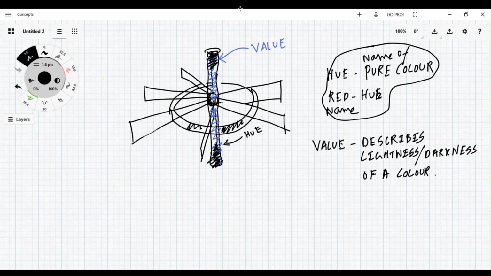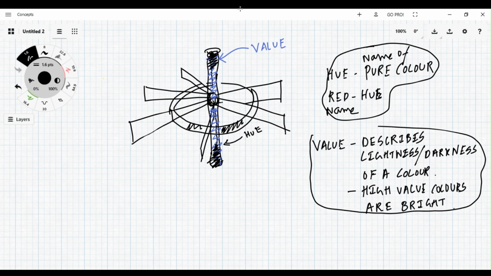If a color is bright, then we can call it a high value color. High value colors are bright. Vice versa, low value colors are dark. So this is about value. Till now we have understood the circle. Hue is nothing but the pure color name, and this spiral tower sort of thing is value. Value describes the lightness or darkness of a color, and if you mix with black, it becomes dark. If you mix with white, it becomes lighter.